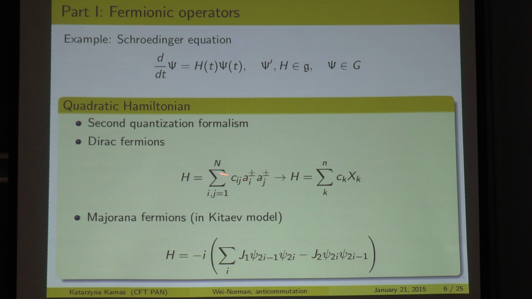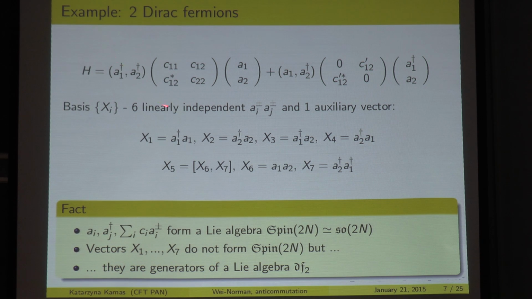And it could be done both for Dirac fermions and Majorana fermions. I found only one Hamiltonian for Majorana fermions describing the Kitaev model. And this is the Hamiltonian, the general quadratic Hamiltonian written in matrix form. And now, as one can obviously see, they are Hermitian.